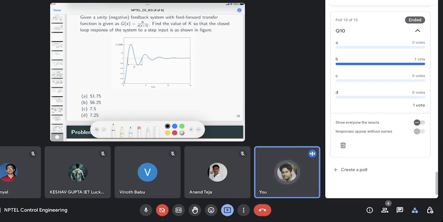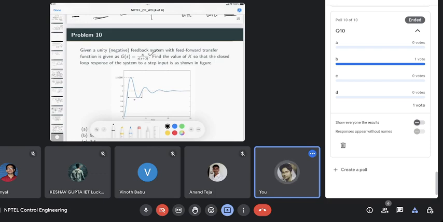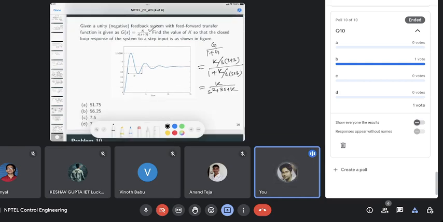Okay, so first we write the closed loop transfer function for this problem, because you have a unit feedback system with G(s) this one, so your closed loop system will be what? G by 1 plus GH, H is 1, right? Unity feedback given. So closed loop will be simple: k by s into s plus 3, divided by 1 plus k by s into s plus 3, so you have k by s square plus 3s plus k.